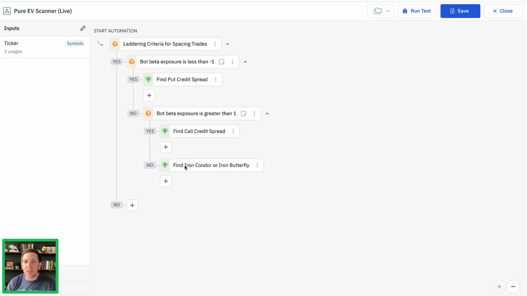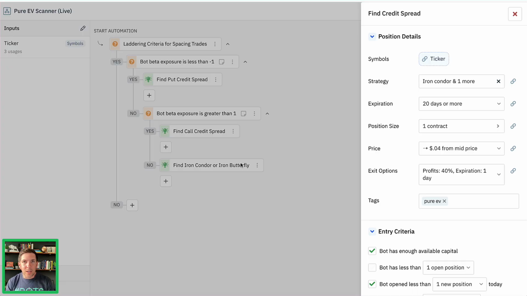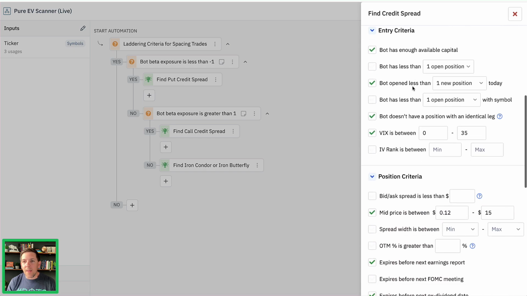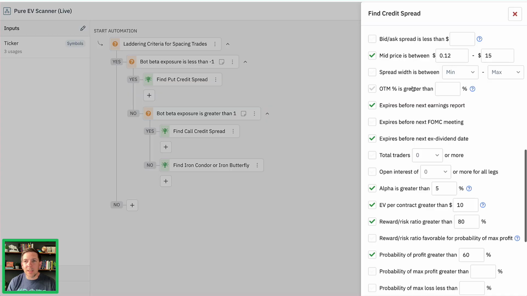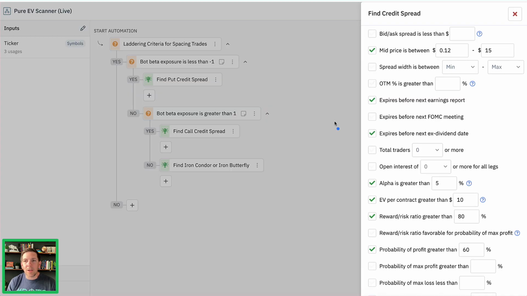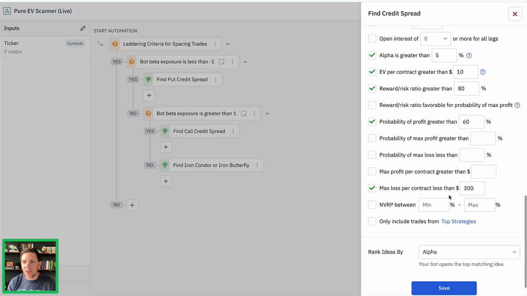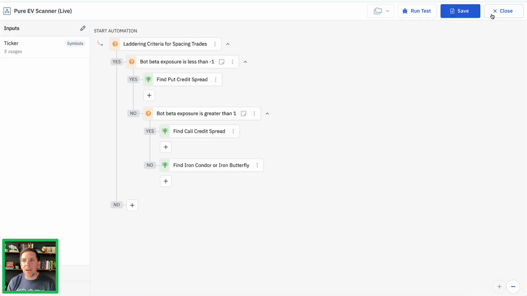So you can see further down the decision tree here, I'm telling it, look, if your exposure is pretty good, you're not too bearish or too bullish, go ahead and find an iron condor or iron butterfly position. Again, in here, I'm doing a lot of the same checks, but this time just slightly different. I use this automation on a lot of different bots. So if I have a bot that's not an ETF, I would check for no earnings, no ex-dividend date, but a lot of the same checks down here. Expected value has to be greater than 10, risk reward greater than 80, probability of profit greater than 60, max loss 300. Again, ranking by alpha. So you can see I'm reusing a lot of the same similar concepts moving forward.